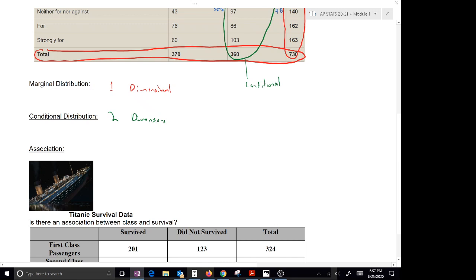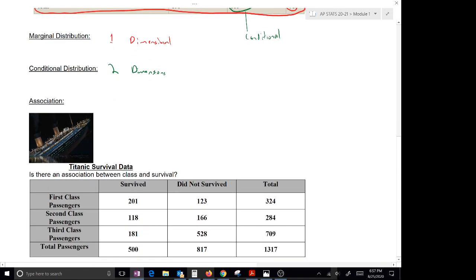Okay. Let's look at another case here. So we have Titanic survival data, okay? And I'm wondering, is there an association between class and survival? Okay. So again, we're going to be looking at conditional data here. So let's look at comparing our third class passengers with our first class passengers, okay? So again, we have 528 third class passengers did not survive, and we had 123 first class passengers.